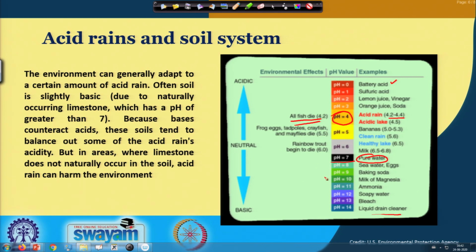The environment can generally adapt to a certain amount of acid rain, and often the soil is slightly basic due to naturally occurring limestone, which has a pH greater than 7. Because bases counteract the acids, as I have already discussed in the last slide, this soil tends to balance out some of the acid rain's acidity. But in areas where limestone does not naturally occur in the soil, or where the soil lacks the normal buffering capacity, acid rain can harm the environment, as you can see here.